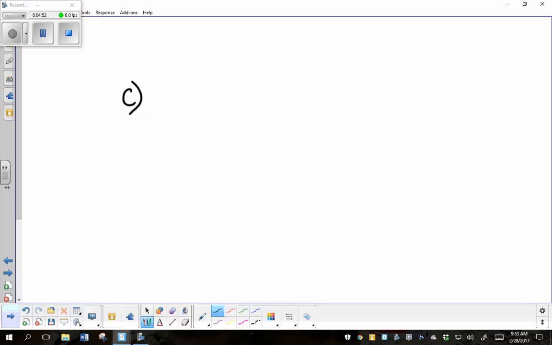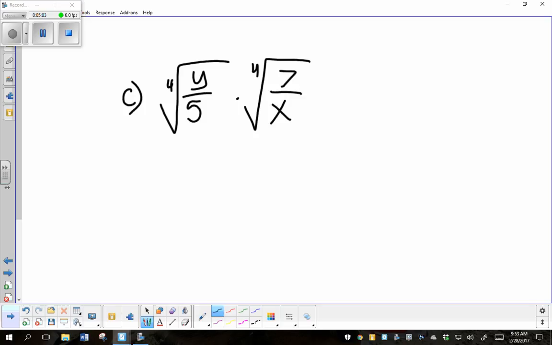All right, this one we're going to do the fourth root of y over 5 times the fourth root of 7 over x. So remember, you guys try it. They're the same type of root, so you just put them together. Just multiply y fifths times 7 over x.